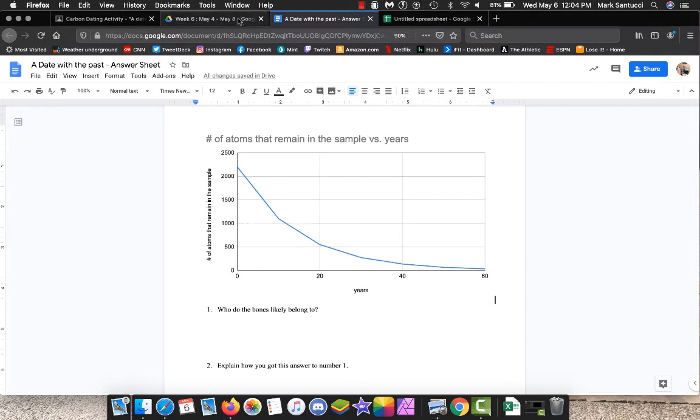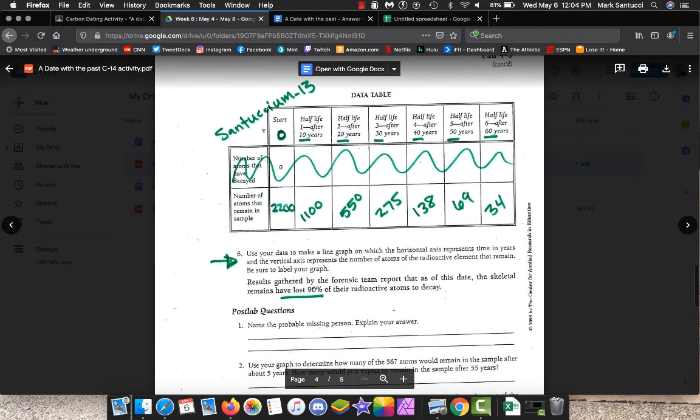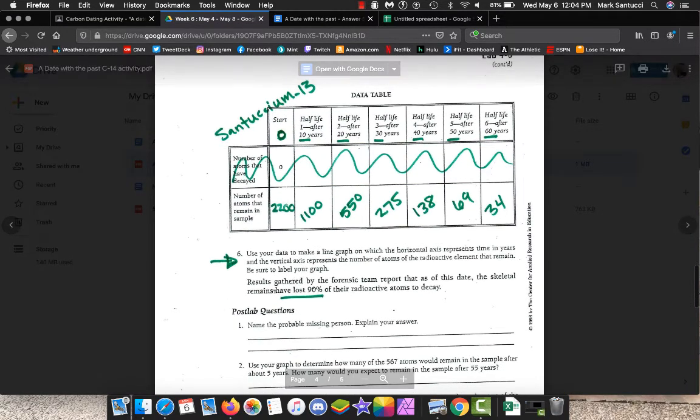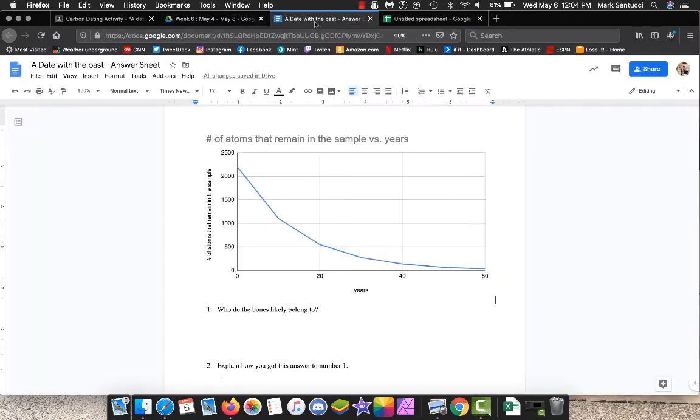In our case, we have a certain amount of atoms that have been lost. It says 90% has been lost. So you have to figure out if 90% has been lost, then how much remains. So of 2,200, if it's lost 90%, it has a certain amount of atoms remaining. When you figure out what that number is, you find that number on the side of your graph, you draw a line till it hits the curve and drop it down, and estimate how many years old that skeleton is.